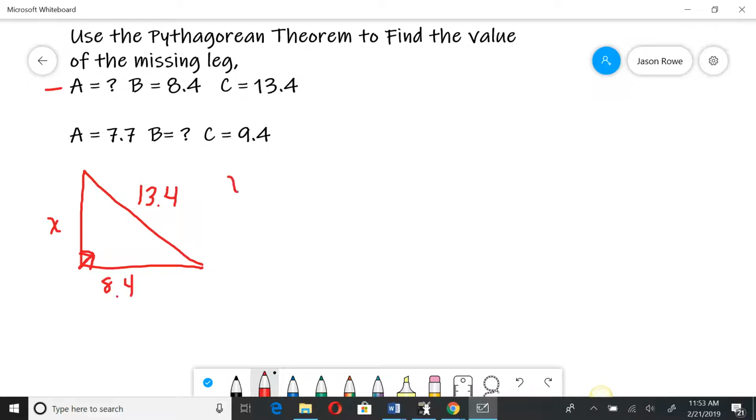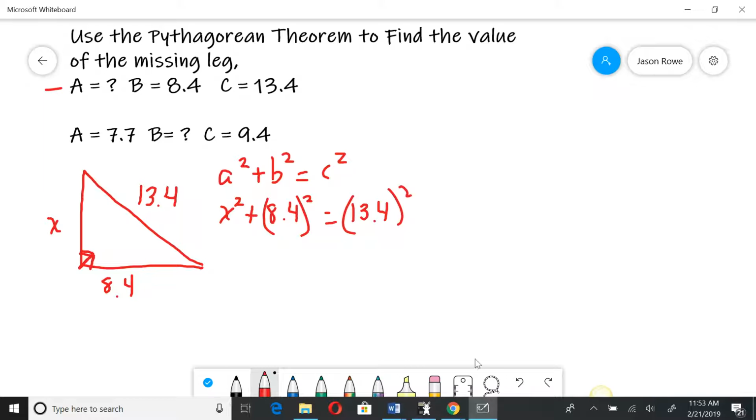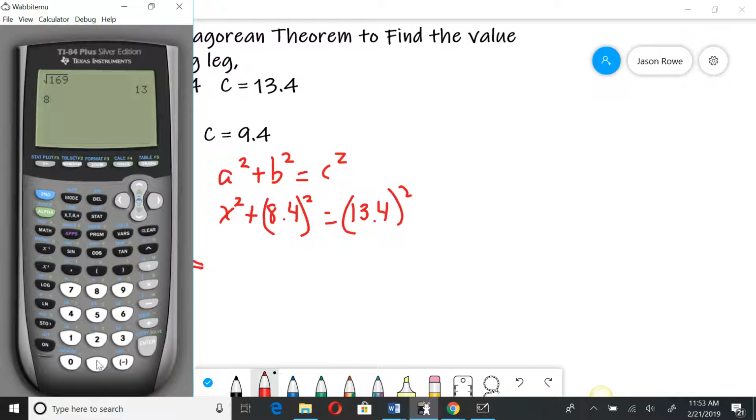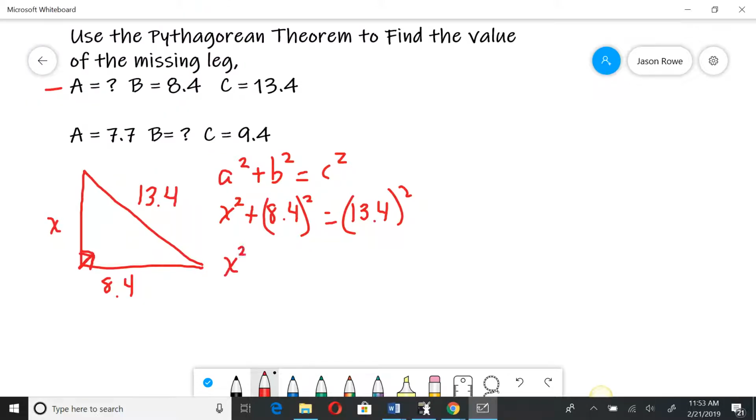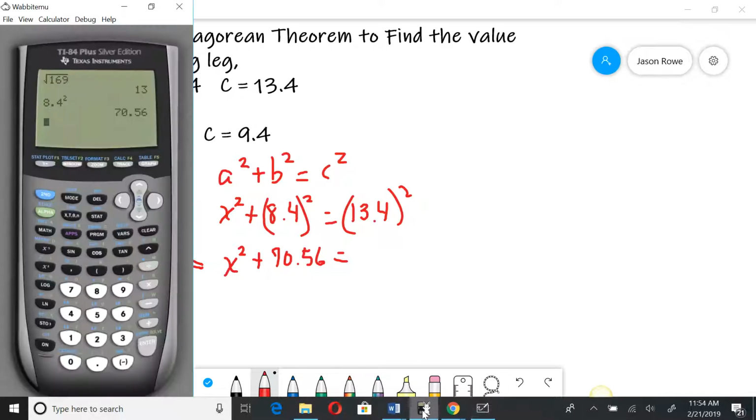And so for this example, we're going to have X squared. And let's always start off with the theorem. A squared plus B squared equals C squared. So I've got X squared plus 8.4 squared equals 13.4 squared. So again, I'm going to find the value of both of these things. I'm going to find 8.4 squared, and that is 70.56. And I'm going to find 13.4 squared, and that's 179.56.